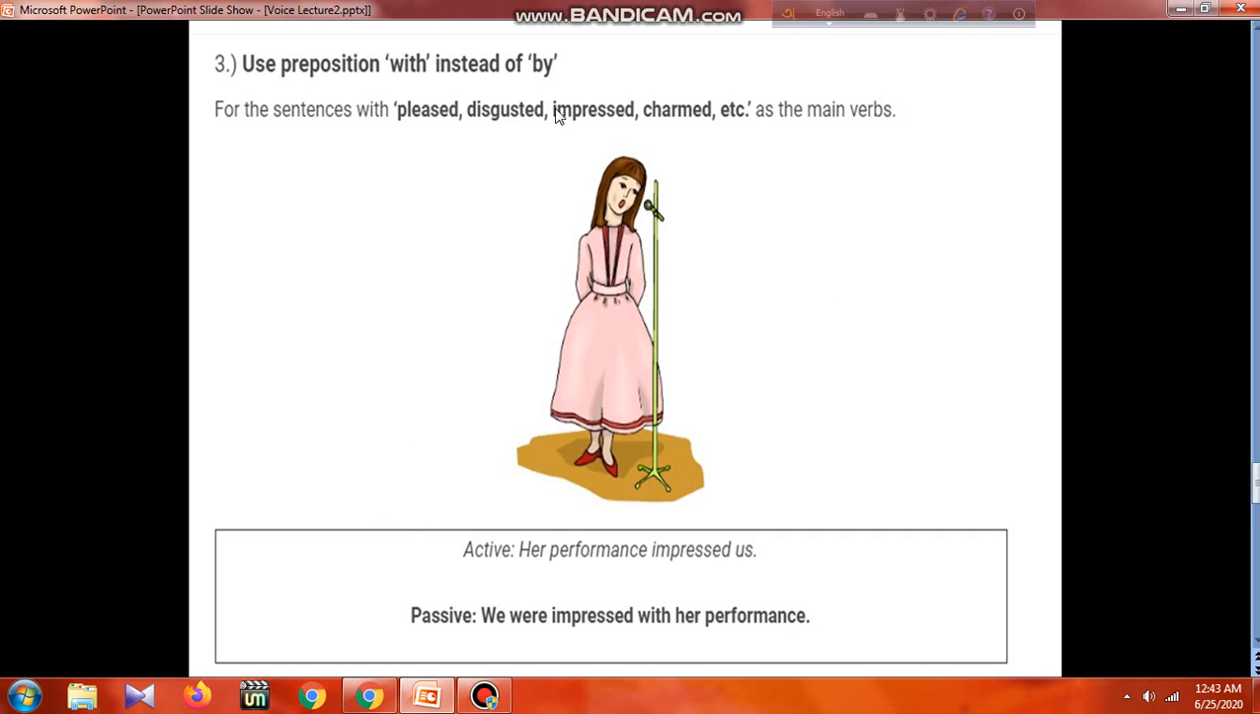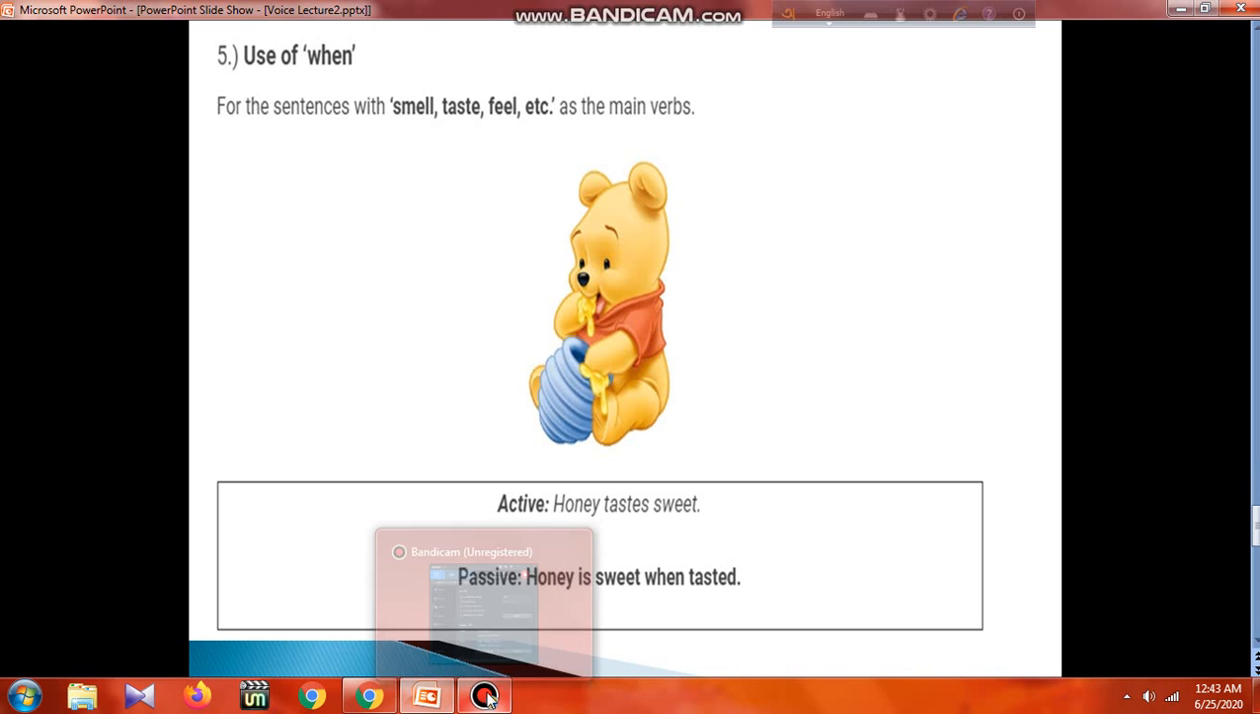So are you getting? These are very simple. Not every case is by. To some extent to is used, to some extent with is used. Earlier rules we learned about to, now we talked about with. In some cases at is used, this much. In some cases when is used.